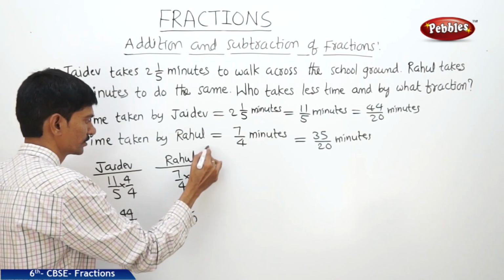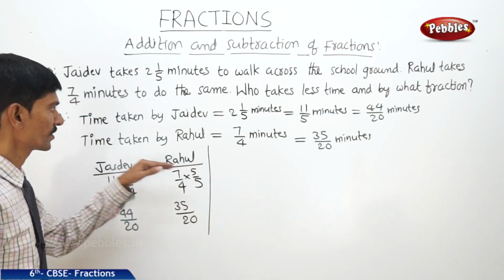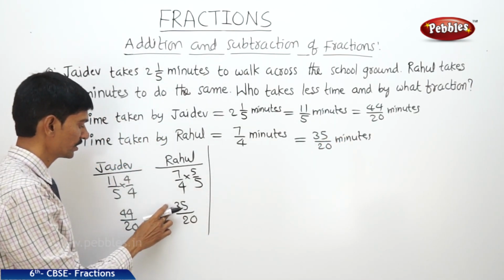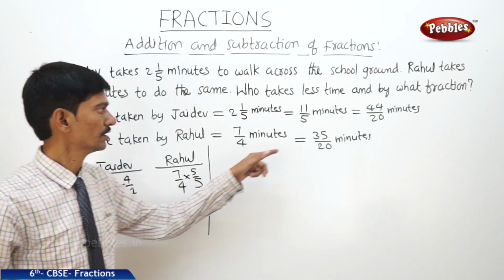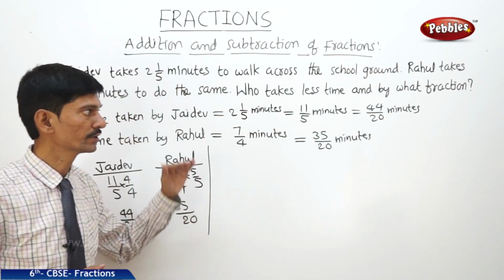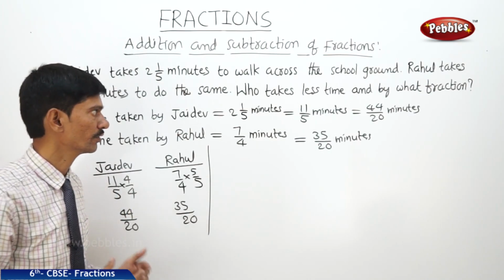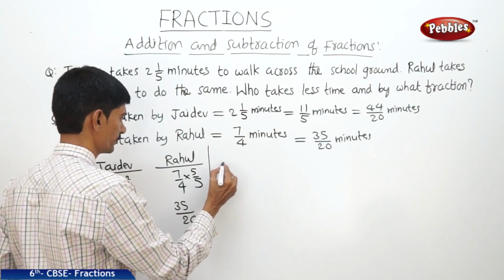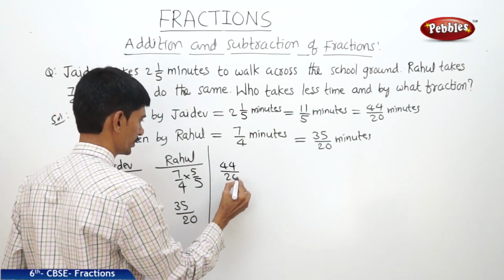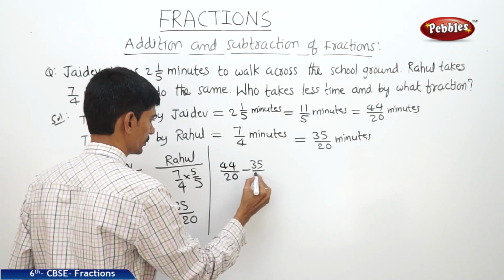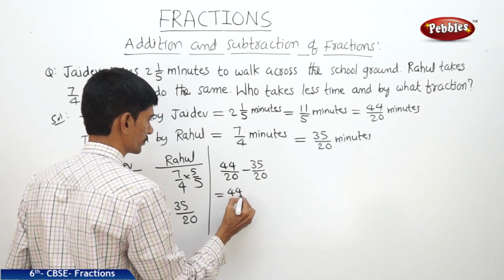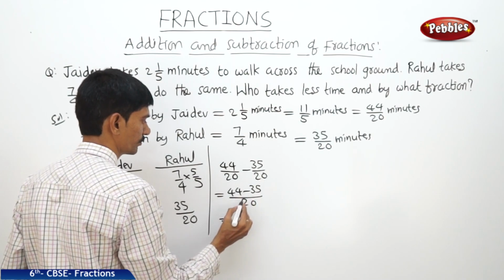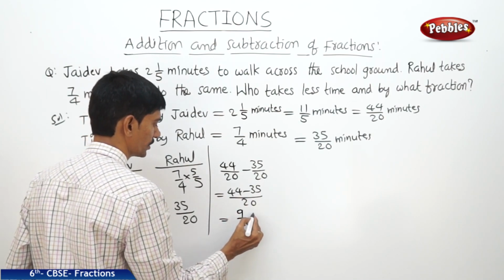Now we will find the difference. Here we can find that Rahul takes less time, because when the denominators are equal, 35 is less than 44. So we can say that Rahul takes less time when compared with Zaidev. Then we have to find out by what fraction. So we will find the difference of these two. 44/20 minus 35/20 equals (44 minus 35)/20, which is 9/20 minutes.